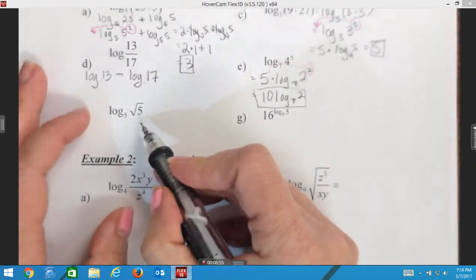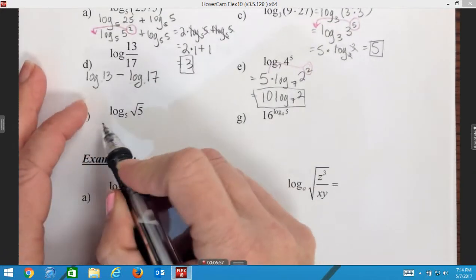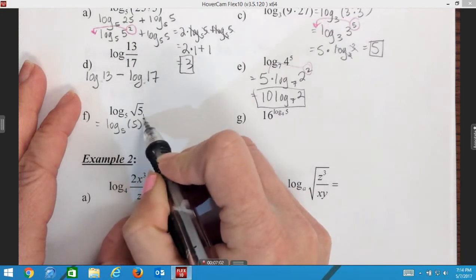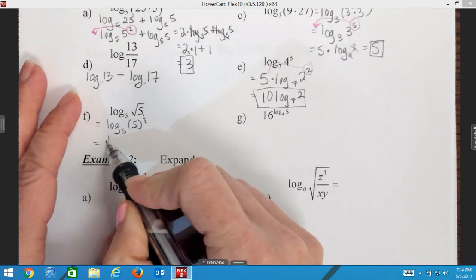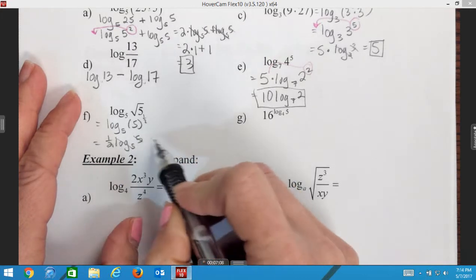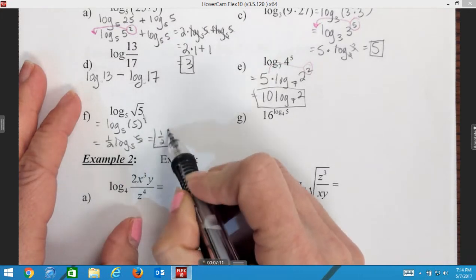Log base 5 of the square root of 5. I'm going to change the square root of 5 into an exponent. Log base 5 of 5 to the 1/2. And then I'm going to put that 1/2 in front. And then these cancel, and I get a half.